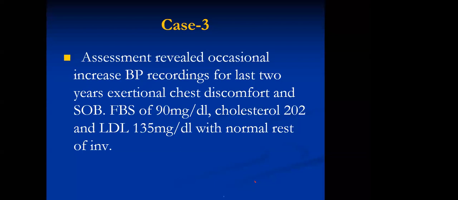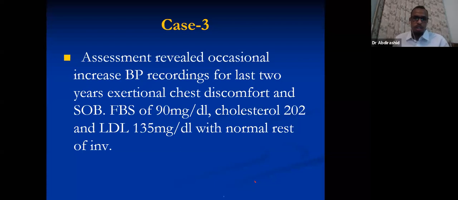Rather than the refusal patient. Can you repeat? Your voice does not look clear.